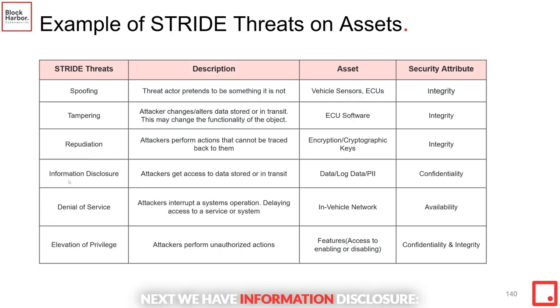Next, we have information disclosure. This threat involves unauthorized access to data, whether it's stored in the vehicle or transmitted over networks. In the automotive world, this might mean attackers gaining access to log data, personal information, or vehicle telemetry. Here, the compromised attribute is confidentiality, as it concerns protecting sensitive information from unauthorized access.